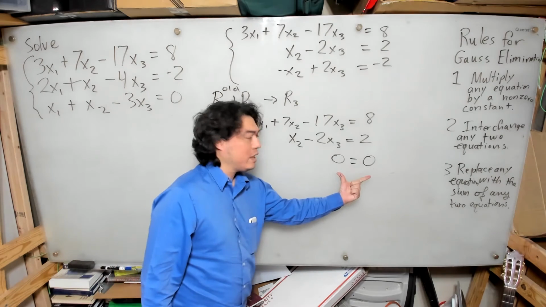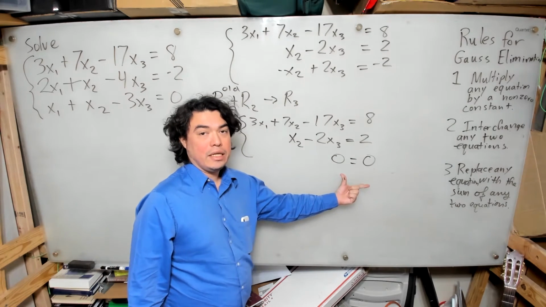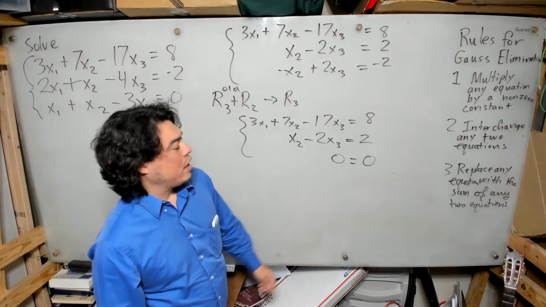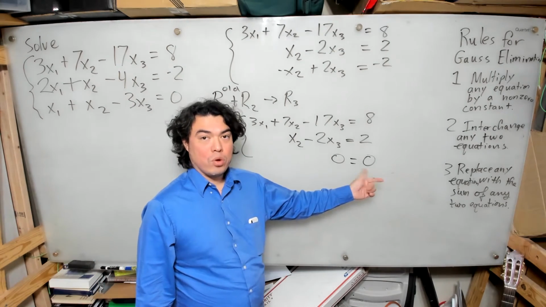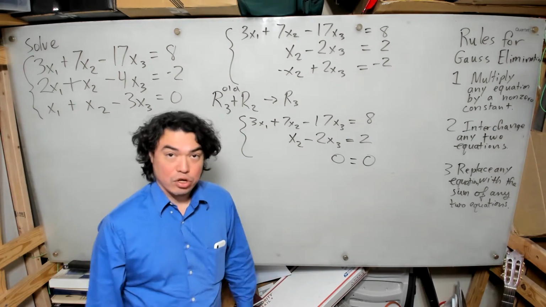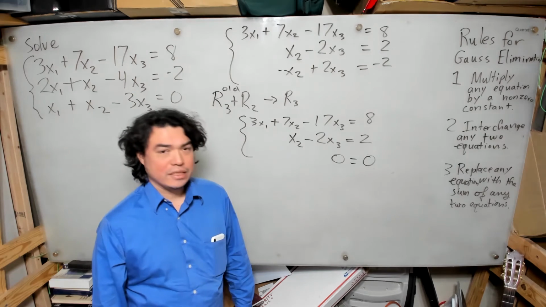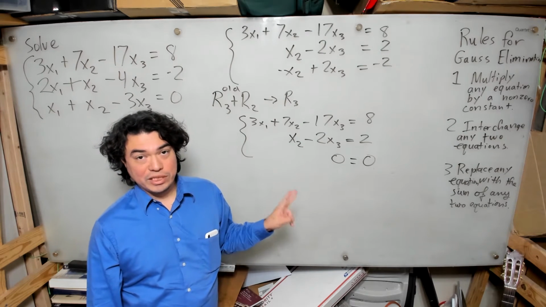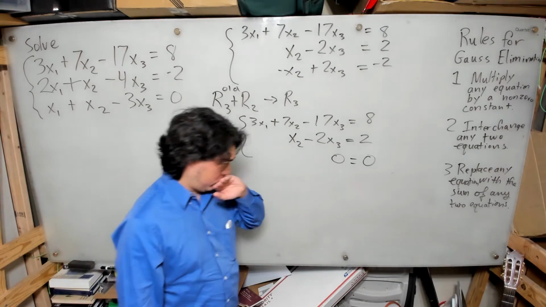But what this tells us is that this is a system that has infinitely many solutions, okay? If it had been 0 equals 2, or if these two numbers had not matched, then we could have immediately concluded that this system had no solution, or to use more technical terms, that this system was inconsistent.